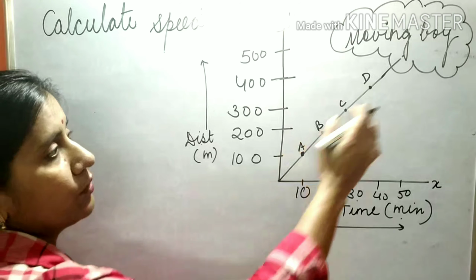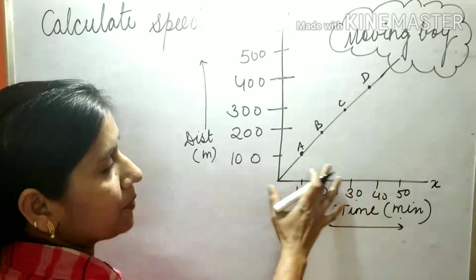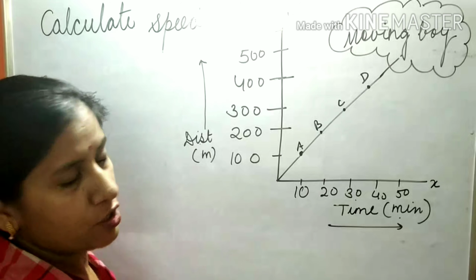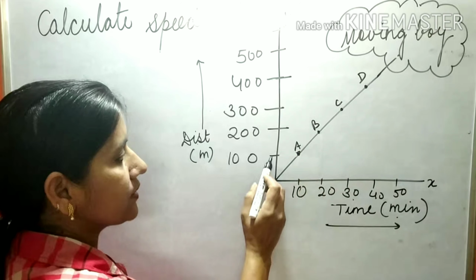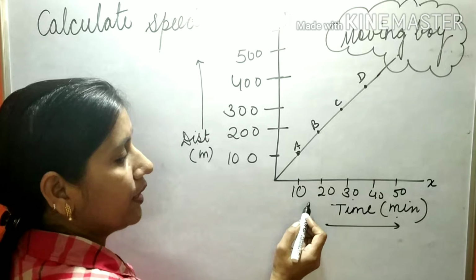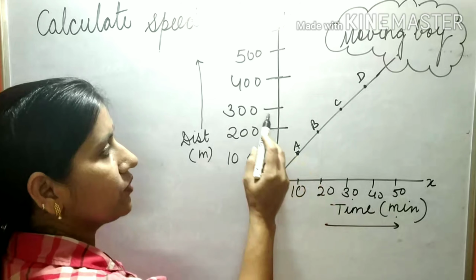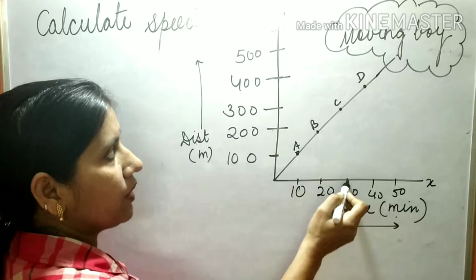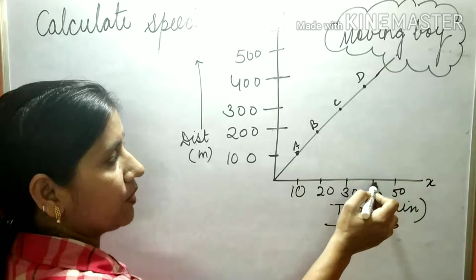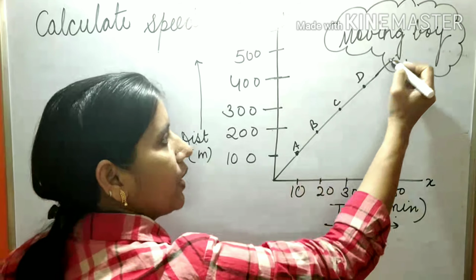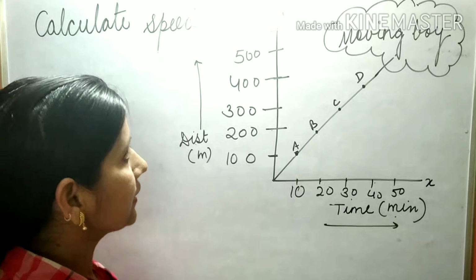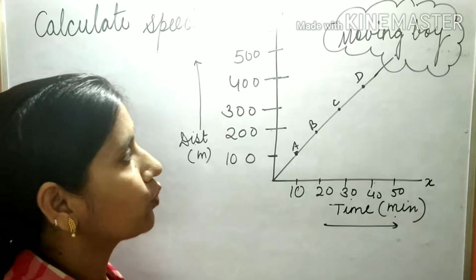Fine. Now this is a distance-time graph of a moving boy. So the boy is covering a distance of 100 meter in 10 minutes, then 200 meter in 20 minutes, then 300 meter in 30 minutes, then 400 meter in 40 minutes. देखो ठीक है. तो ये कैसा ग्राफ बनाए? यूनिफॉर्म ग्राफ लेना. ठीक है. Now let's see how to calculate the speed.